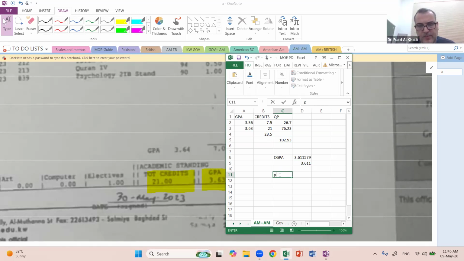And the percentage will be the cumulative GPA equals this one plus 1, as we said, multiplied by 20. That's it. So the student has 92.22 as a percentage, and this one will go to the Ministry of Higher Education. And this was American to American. This was American school and another American school.